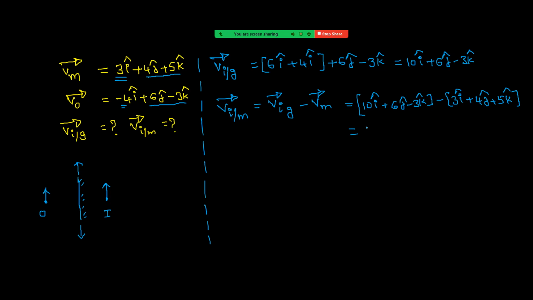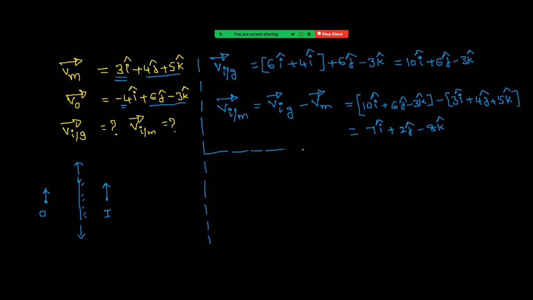10 minus 3 is 7, 7 i cap. 6 minus 4, it is a 2, 2 j cap. Minus 3 minus 5, it is minus 8 k cap. Okay, right. Now let us do one thing.